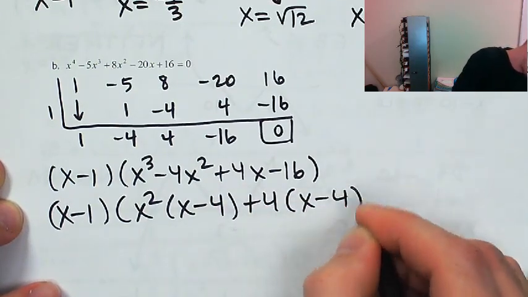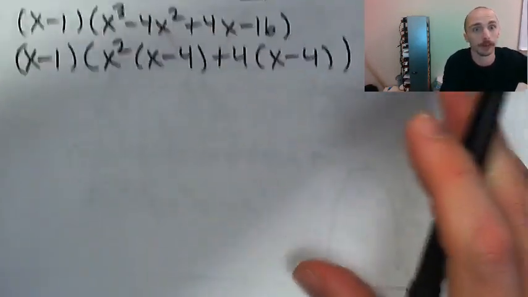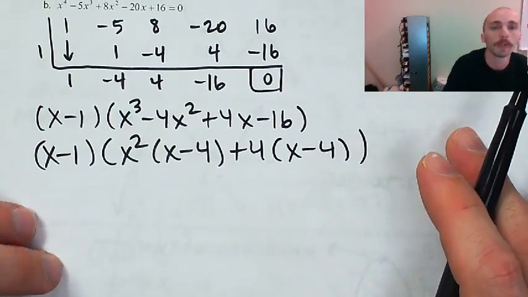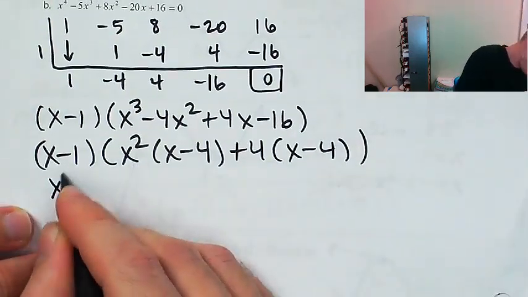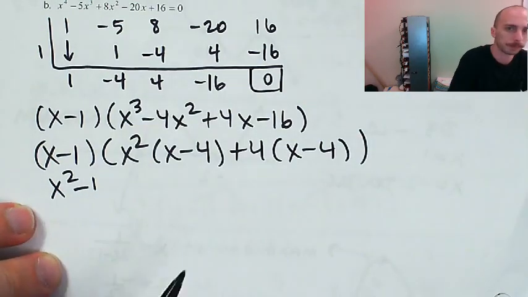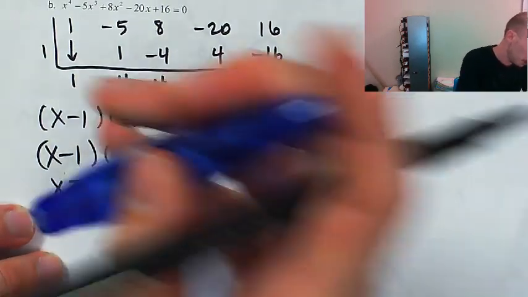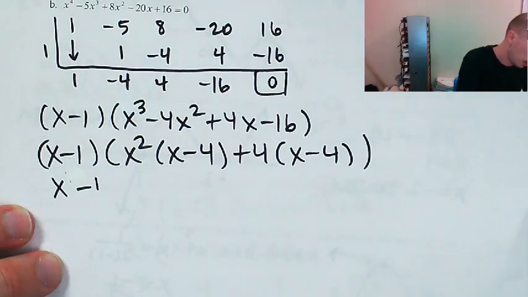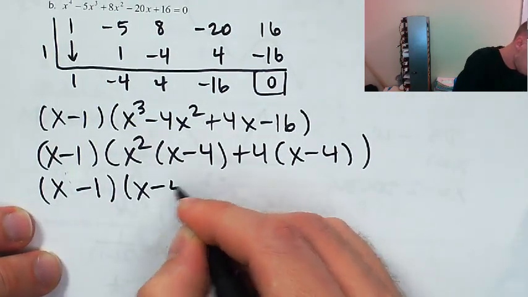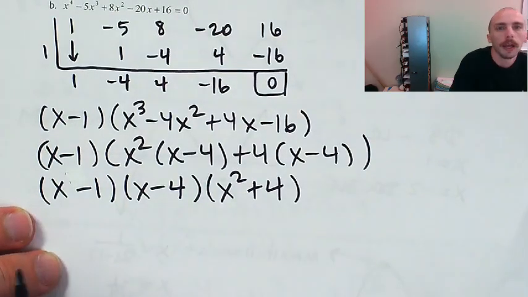Yeah, that's why I liked this problem. This is like group and factor again, not the first or the second time I've done group and factor in this video, so didn't really understand what the point was. Point here, wait, that was x minus 1. Okay. So x minus 1, x minus 4 times x squared plus 4.